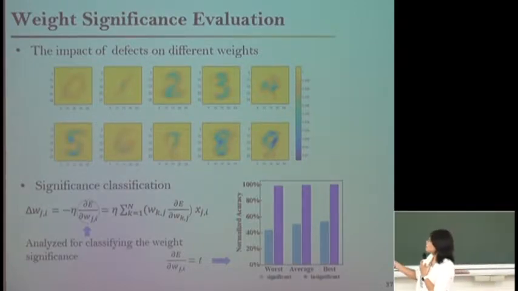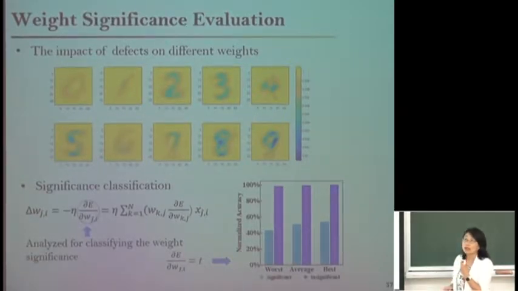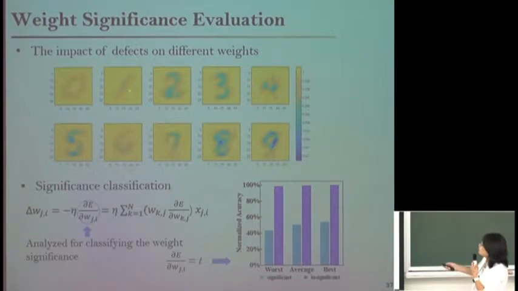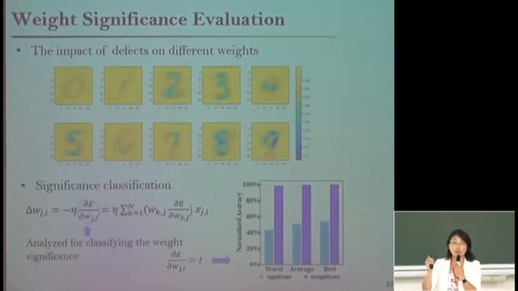For example, this is one level. You can see that the color here shows the impact of defects on the different weights. And we use Memristor data as an example. So, for instance, in all Memristor cases, the corners and surroundings, since they don't contain the features of the characters, are not important at all.